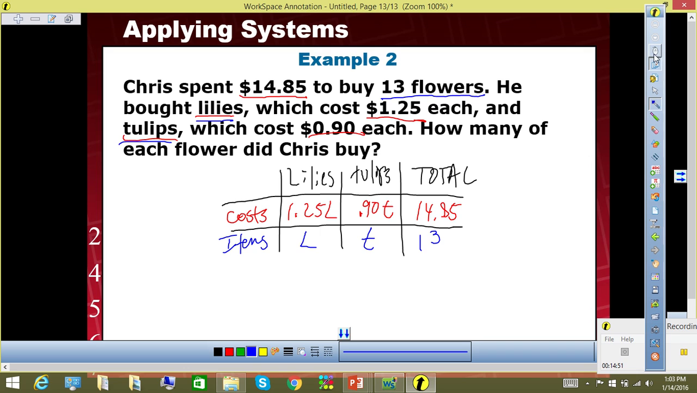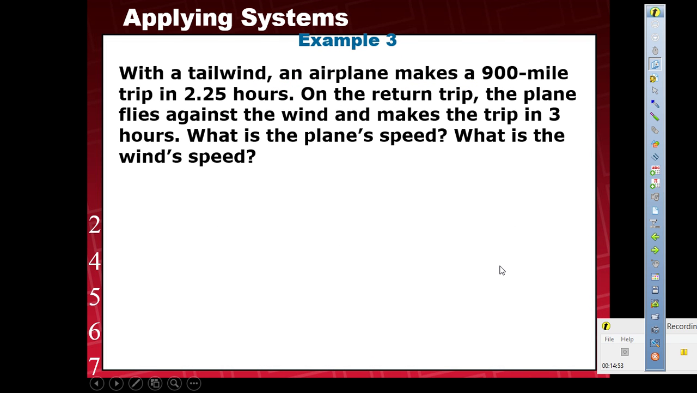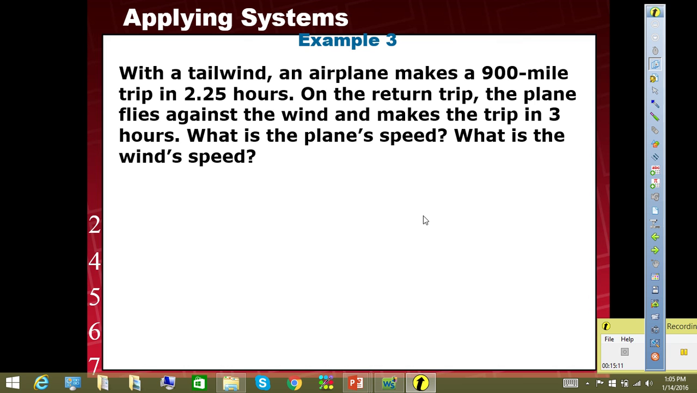But look at this next one, which is part of your homework also. Example 3, copy this. With a tailwind, an airplane makes a 900-mile trip in 2.25 hours. On the return trip, the plane flies against the wind and makes the trip in 3 hours. What is the plane speed and what is the wind speed? Copy that, and then we'll go over it. As you're copying this, let me read it again. It says, with a tailwind, an airplane makes a 900-mile trip in 2.25 hours. On the return trip, the plane flies against the wind and makes the trip in 3 hours. What is the plane speed? What is the wind speed?